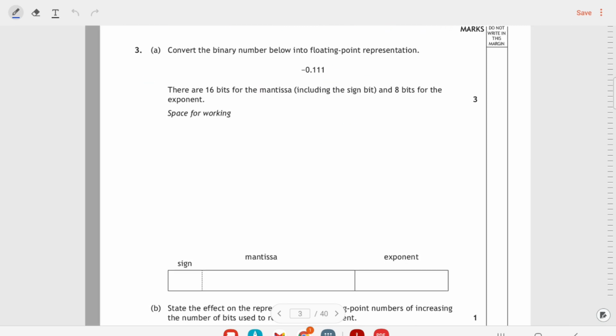Then we've got a floating point question, and this is a slightly unusual floating point question. You'll see why when we get to the exponent. So there are 16 bits for the mantissa, including the sign. Got a dotted line there, that's to remind us that there's 16 bits for the whole thing here. So 15 mantissa, 1 sign. And 8 bits for the exponent. First of all, the sign bit. Now this is a negative number, so the sign bit is going to be a 1.